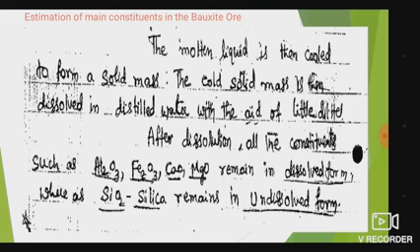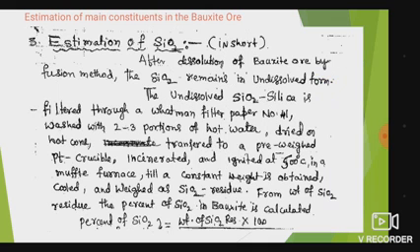The molten liquid is then cooled to form a solid mass. Then the cold solid mass is dissolved in distilled water with the aid of a little dilute HCl. After dissolution, all the constituents such as Al2O3, Fe2O3, CaO, MgO remain in the dissolved form, whereas SiO2, silica, remains in the undissolved form. So, first one is the estimation of SiO2.